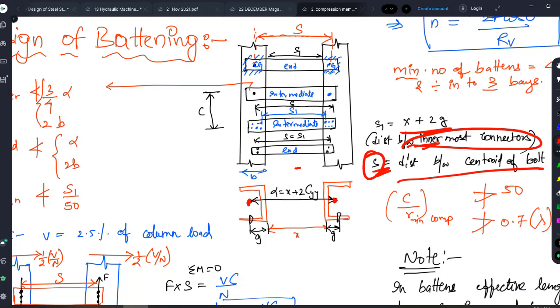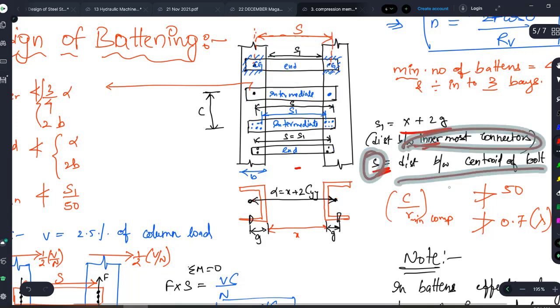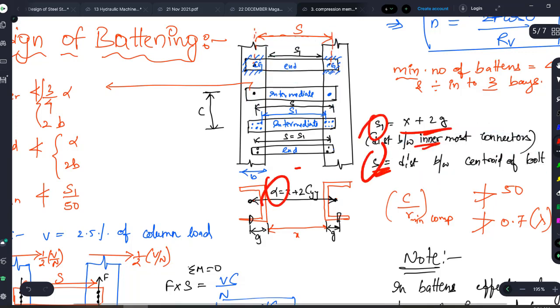Similarly for bolts also, inner to inner that will be my S1, and from center of gravity to center of gravity that will be my S. So these are some terms which you should be remembering: alpha, S1 and S.